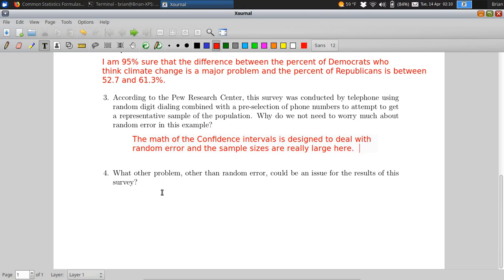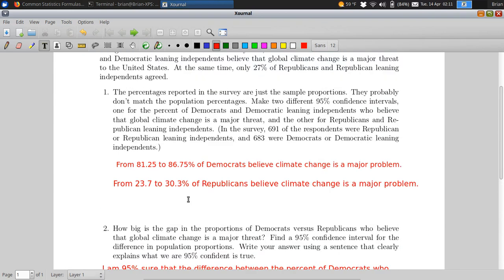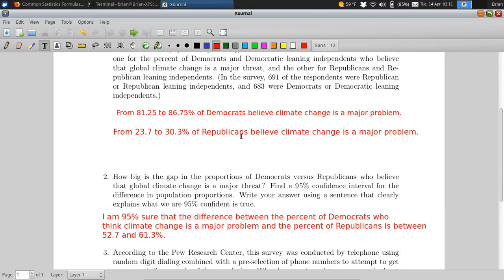On the other hand, there is another problem with samples that could be a big problem for this survey. So what is that other problem? So what are the two sources of sample error? There's random error, which we're not worried about, and then what's the other one? Yeah, it's bias. Bias could be a very big problem. The only way to avoid bias is to do a simple random sample of the whole population. In order to do that, you would need a list of all the Democrat and Democratic leaning independents and a separate list of all the Republicans and Republican leaning independents to get the two things to sample from. And then you need to go out and track down those people and actually talk to a random selection of them and insist that they answer your questions.